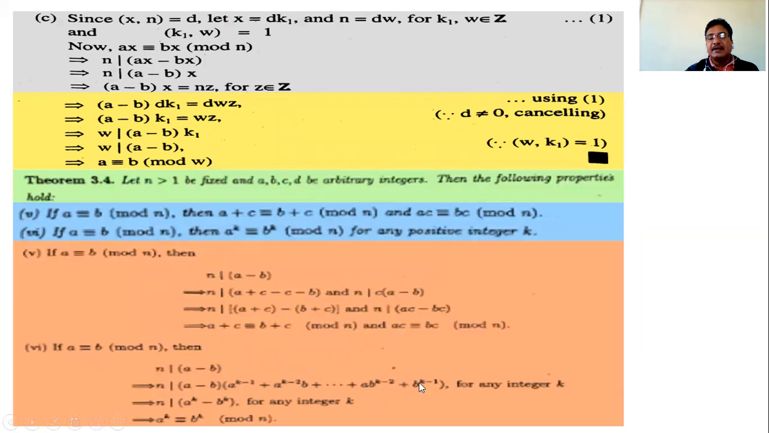That is just this bracket. The multiplication of these two brackets is a^k − b^k. And therefore n divides a^k − b^k, and therefore a^k is congruent to b^k modulo n. So this is true. That is, if a is congruent to b modulo n, then a square is congruent to b square modulo n, a cube is congruent to b cube modulo n, and so on.